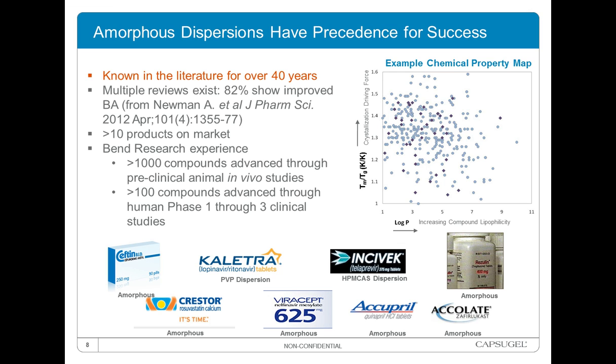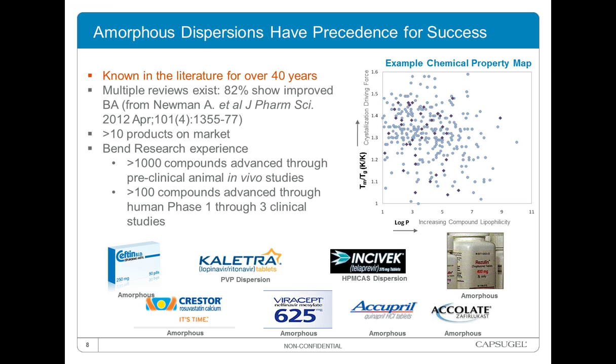So amorphous dispersions have been around for a long time, at least 40 years. They've been known, and there are several compounds on the market, a few of them shown here at the bottom. And here at Bend Research, we have worked on over 1,000 compounds from preclinical and even pre-animal studies all the way up through phase 3 clinical trials.